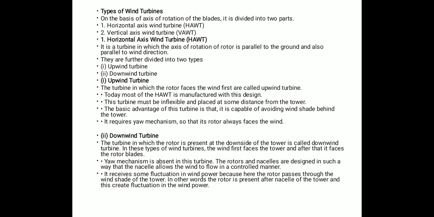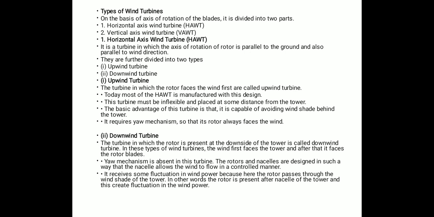A turbine in which the rotor faces the wind first is called an upwind turbine. That means the rotor face is towards the wind, so the wind directly impacts the rotor blade. Today most HAWTs are manufactured with this design. This turbine must be inflexible and placed at some distance from the tower. The basic advantage of this turbine is that it is capable of avoiding wind shade behind the tower.